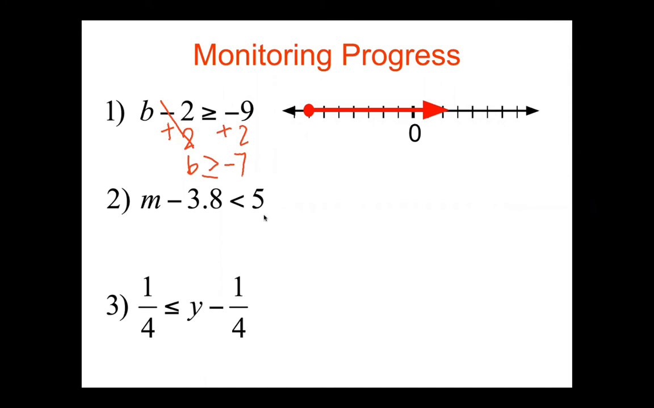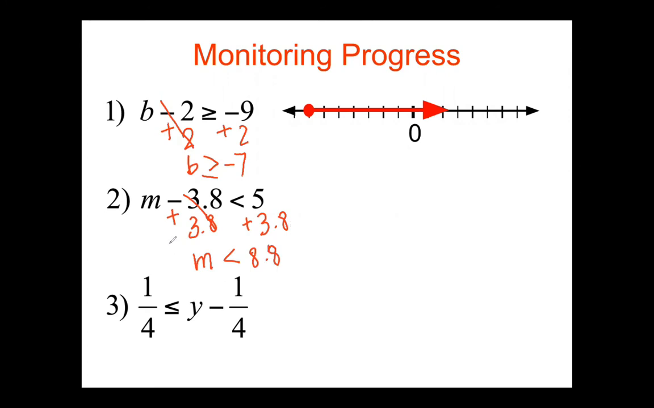For m minus 3.8 is less than 5, it's the same procedure as the previous one. Undo subtraction by adding 3.8 to both sides. m will be less than, and 5 plus 3.8 would be 8.8.